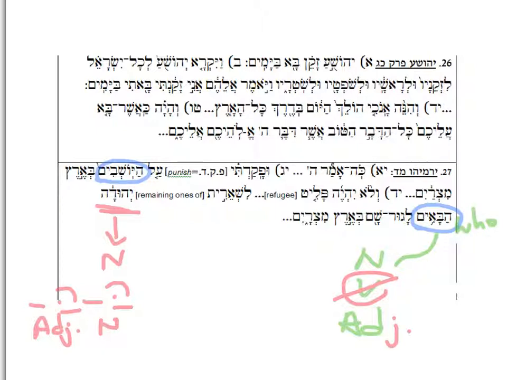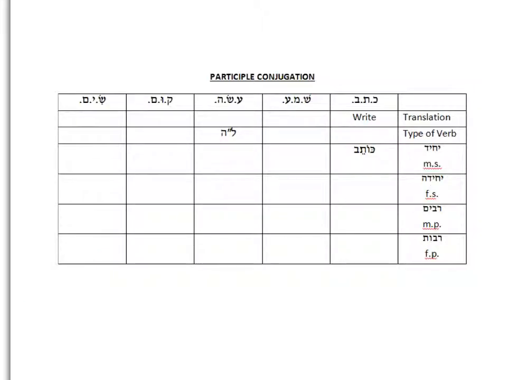So it's the remaining ones of Yehuda who come lagor sham, to live there, be'eretz Mitzrayim, in the land of Egypt. We addressed the first three columns of this chart in previous clips. In this clip, we're going to address the last two columns, kum and sim.